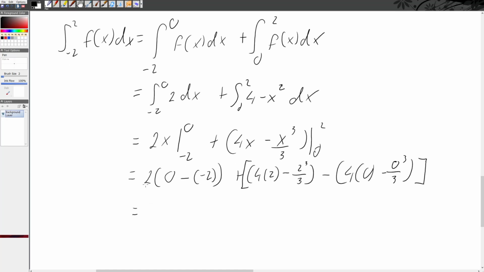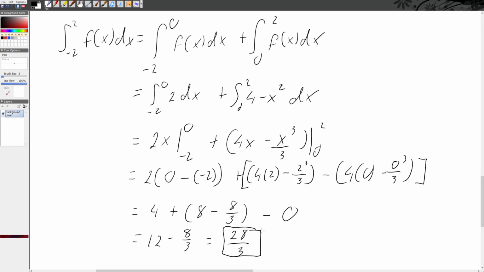And then we just simplify. Here is 2 times 2, so that's 4. Plus, in here is going to be 8 minus 8 over 3, minus everything that's going to be 0. So 12 minus 8 over 3, which is going to be 36 minus 8, over 3, which is 28 over 3. And that's the solution.